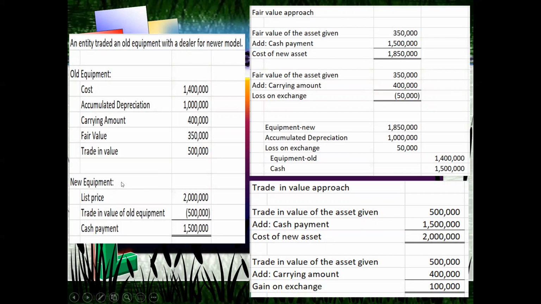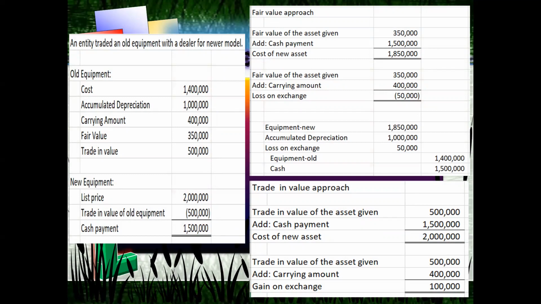Yung bagong equipment naman, ito yung details, no? Yung list price niya ay 2 million. Whereas the trade-in value, as mentioned here, is 500,000. So kung ang presyo ng new equipment ay 2 million, tapos yung trade-in value ng old equipment natin is 500 lang, ibig sabihin magbabayad ang entity ng 1.5 million. Surrender niya yung old na equipment niya plus payment of 1.5 million.